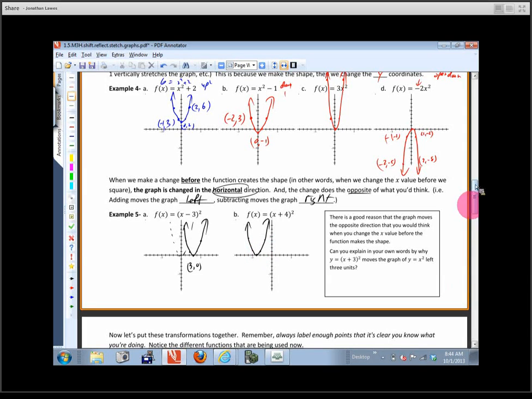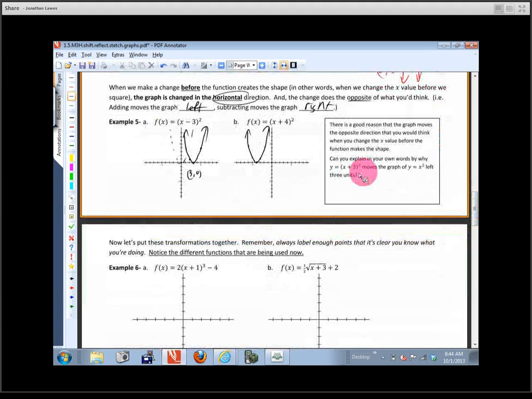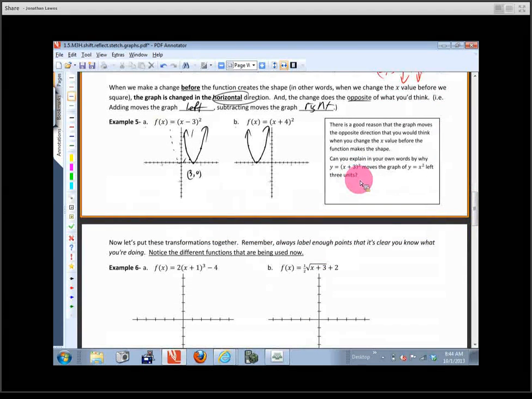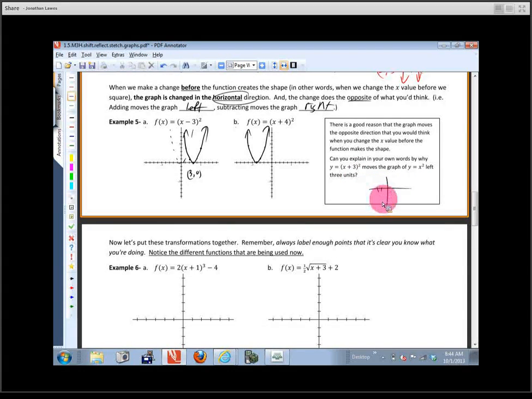Okay? So if I did x plus 3, it speeds it up, so it's going to make the graph 3 units sooner. Or sorry. Yeah, 3 units sooner. There we go. So it's going to make a shape like that. Okay? All right, go ahead and flip the page over.